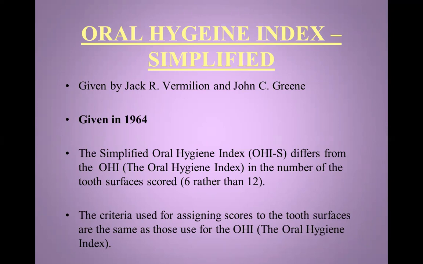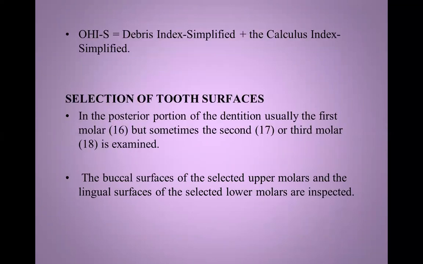the number of tooth surfaces scored, 6 rather than 12. The criteria used for assessing the scores of the tooth surfaces are the same as those used for the OHI, oral hygiene index. So the oral hygiene index simplified is equal to debris index simplified plus the calculus index simplified.